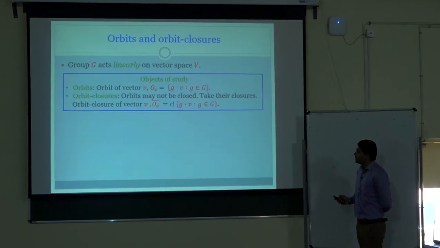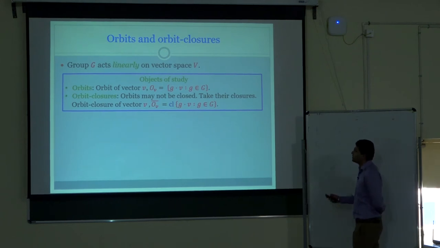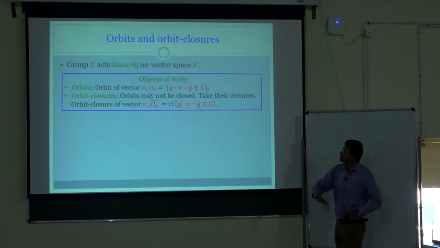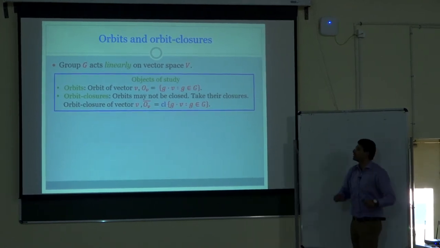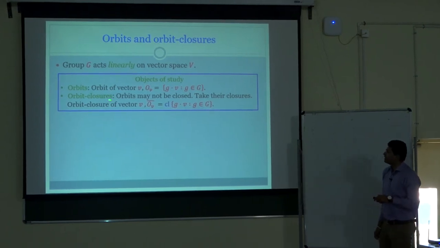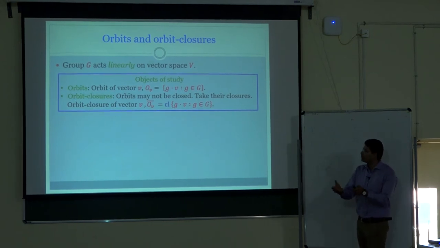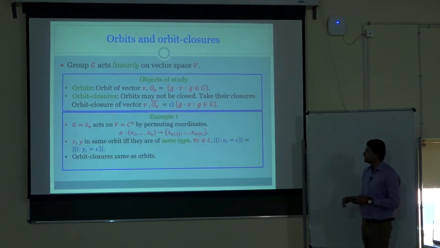Okay. So the objects of interest in this group action business are the orbits of vectors. Given a vector v in the vector space V, the orbit is just the collection of all the elements that the group sends it to. You have this vector space, and the group is sending v to various elements. You just collect all of them, and you call it the orbit of v. There's also this notion of orbit closures, where the orbits may not be closed, so you take all the limits. This will become clear in future slides.